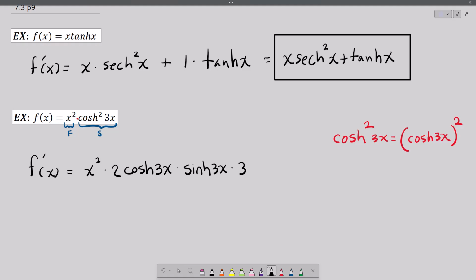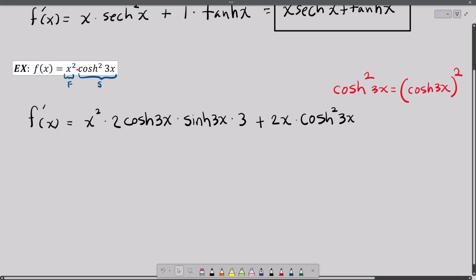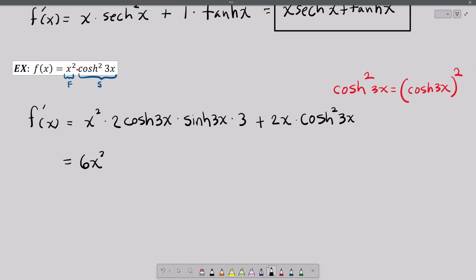So first times derivative of second, plus the derivative of first, which is 2x, that one's easy, times the second. All right, so there's just a little bit of simplification here, not a whole lot. We just pull the 6 to the front. So that's going to be our derivative.